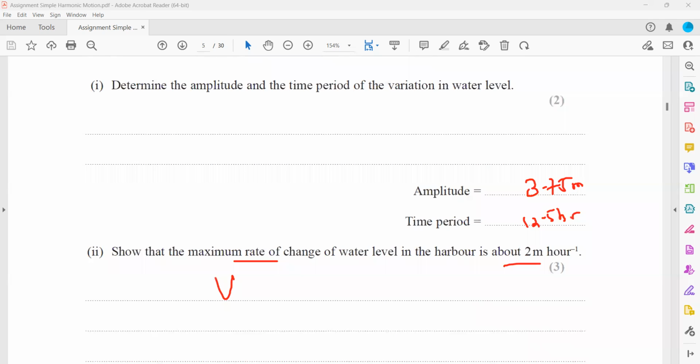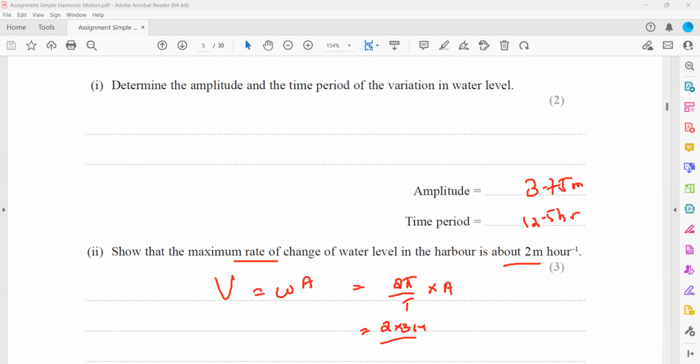How to work out the maximum velocity, that we have the formula V equals r omega, or omega A, where A is the amplitude and omega is the angular frequency. And how we can work out the angular frequency? 2 pi over T. So this will be 2 pi over the time period, because we need an hour like meter. So we don't have to convert the unit.